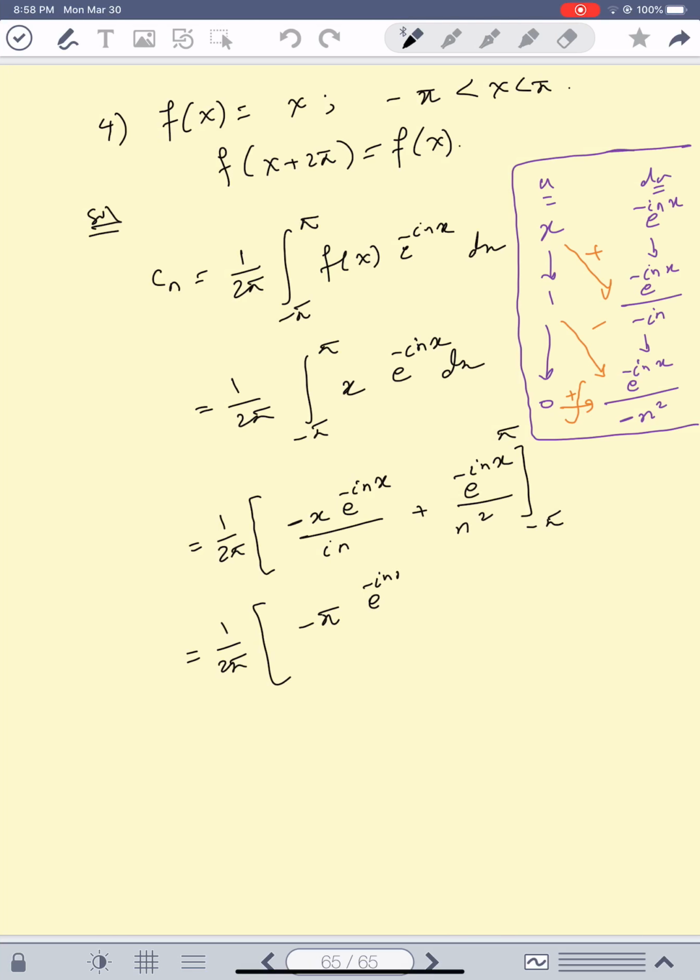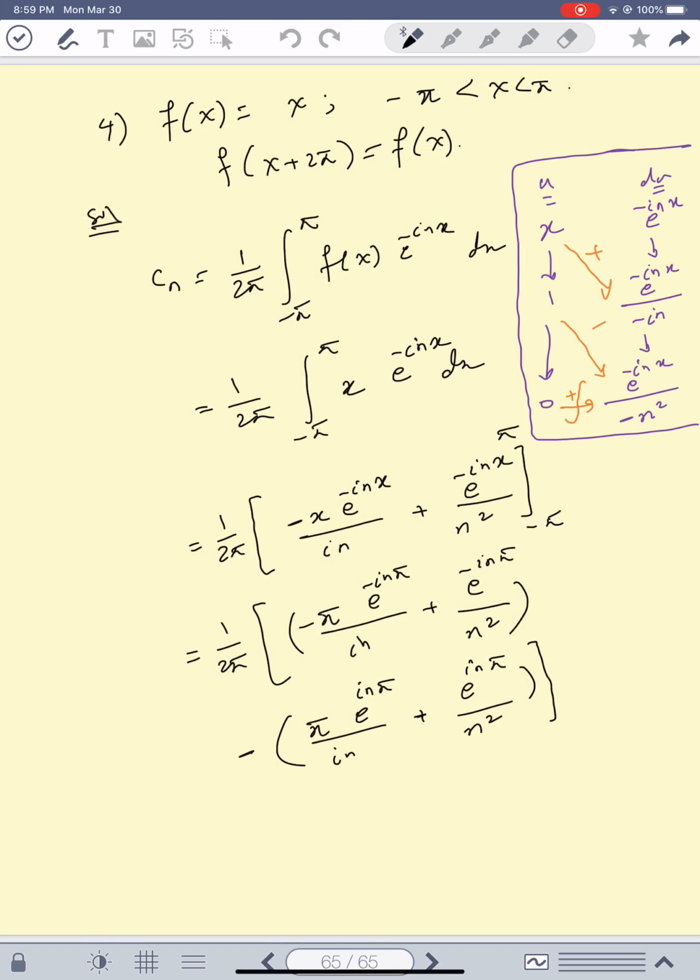e to the minus I n pi over I n, plus when you substitute the pi again, e to the minus I n pi over n square. Then minus, now you substitute the negative pi, which gives you pi e to I n pi over I n plus e to the I n pi over n square. Now we need to remember these computations.